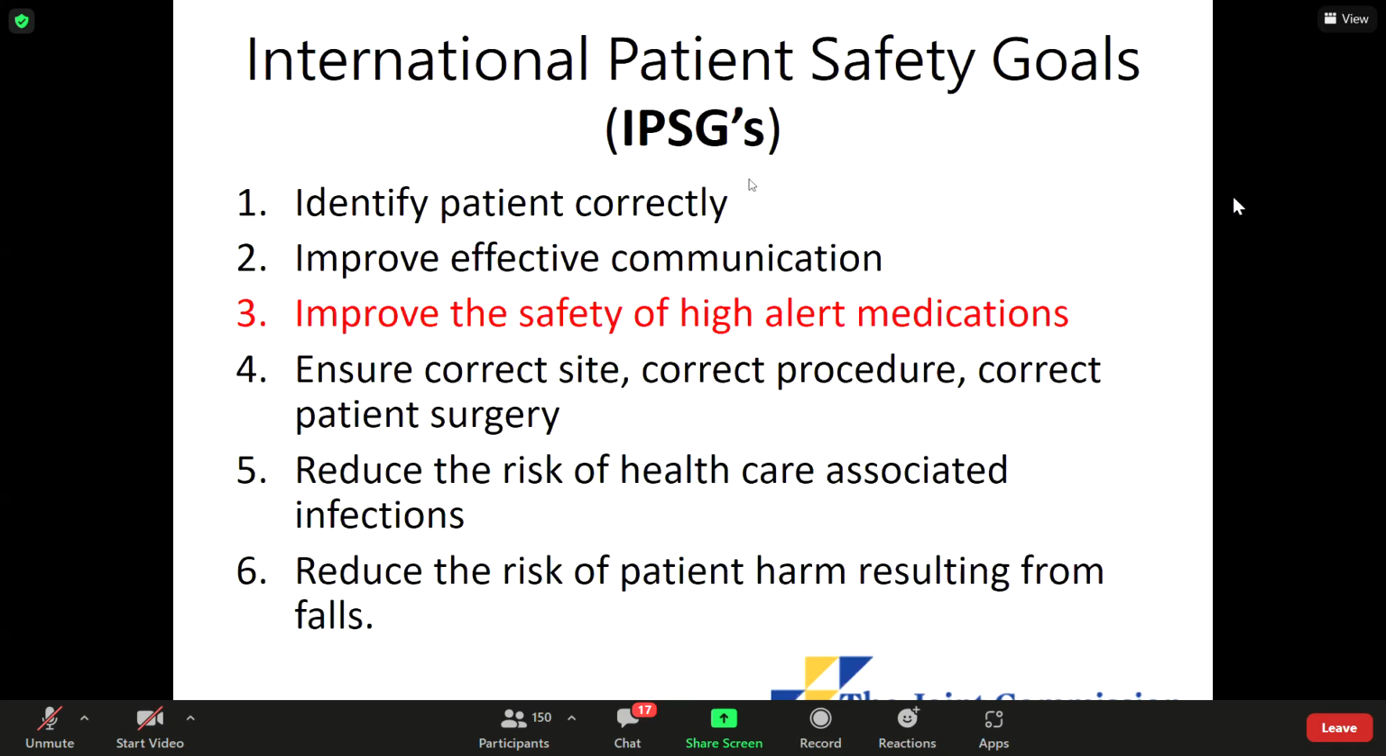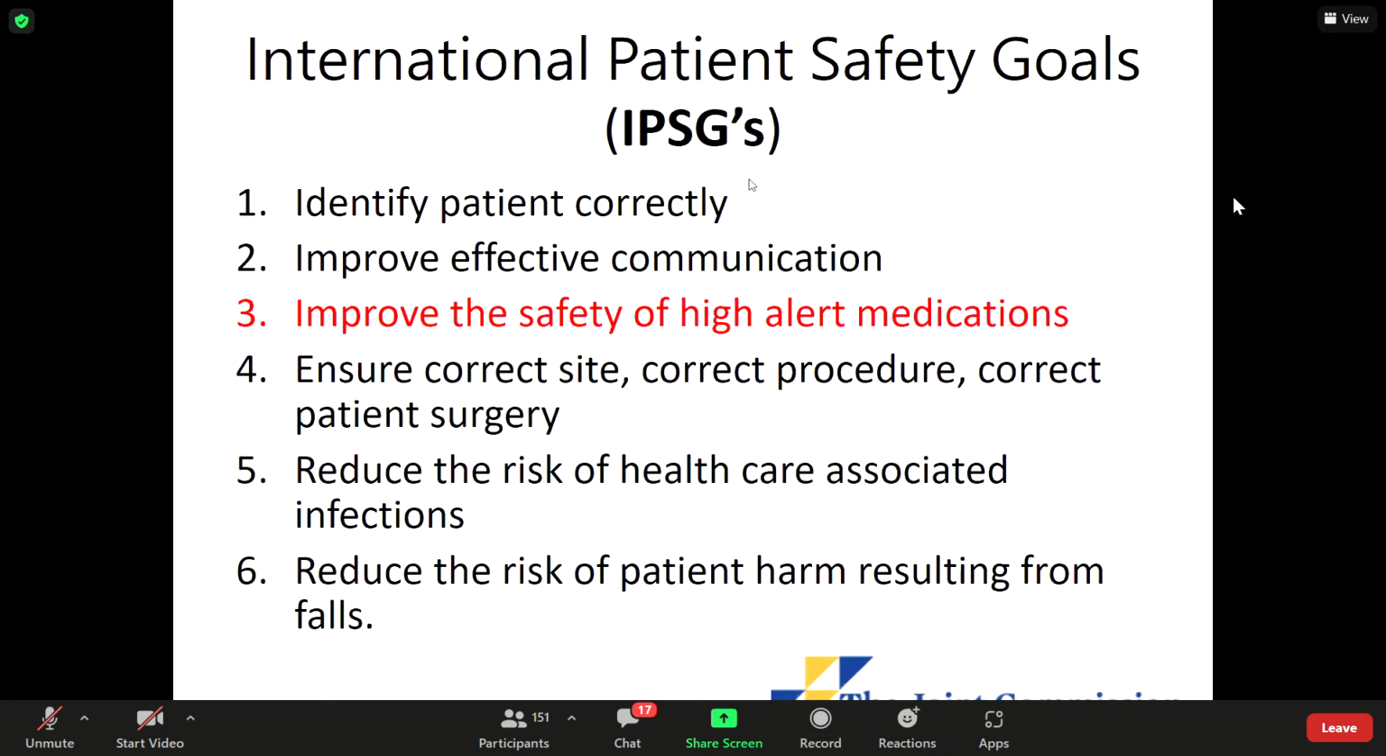The third international patient safety goal is to improve safety of high alert medication. How would you improve the safety of high alert medication? Basically, you need to think about where to store those high alert medications. Are they accessed by anyone or only highly trained staff like pharmacists? Can we prepare medication on site or do we have to request it from pharmacy? Who's going to prescribe, who's going to administer this medication, and was he or she trained to do so or not?